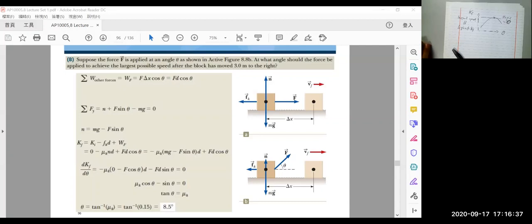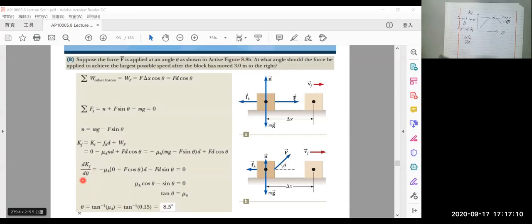So here, we have to apply differentiation. By considering the slope at various points, dKf over d theta, which requires some mathematical operation, and considering the location where the slope is equal to 0, we could determine the point with maximum final kinetic energy.